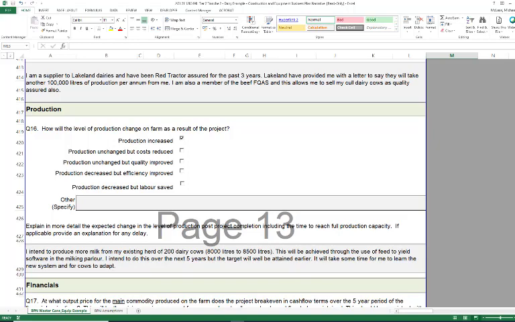such as details on expected changes to production level as a result of the project. If the production capacity is increasing, detail how long it will take to reach full capacity. This may not always be immediately after the completion of the project. If there is an expected delay, explain the reasons for the delay. For example, production cycle, increase in stock numbers coming from within the farm, or production increased in line with market opportunities.